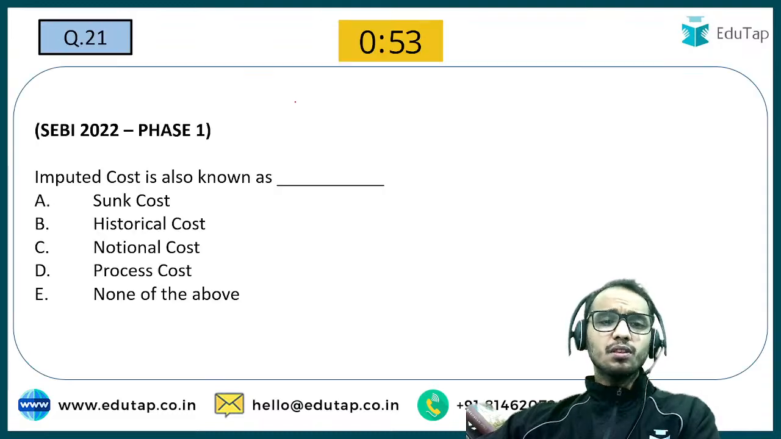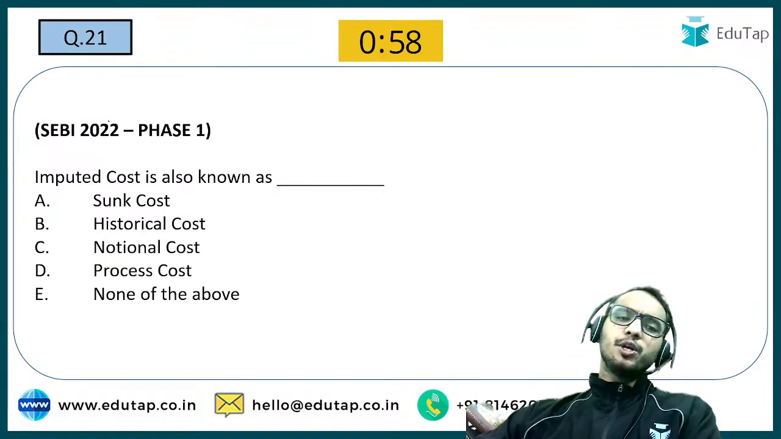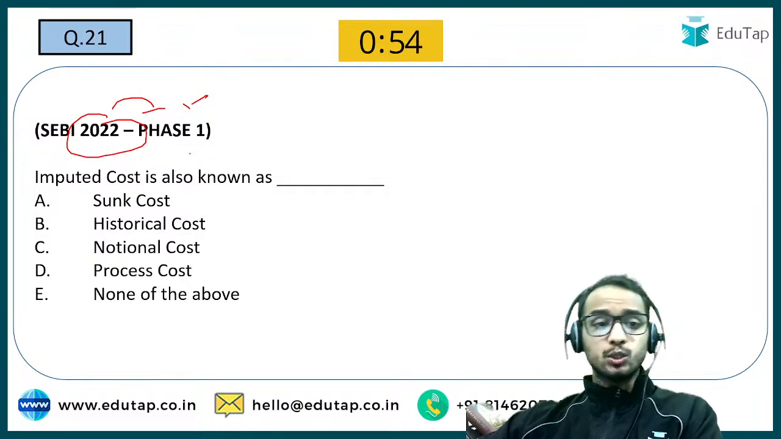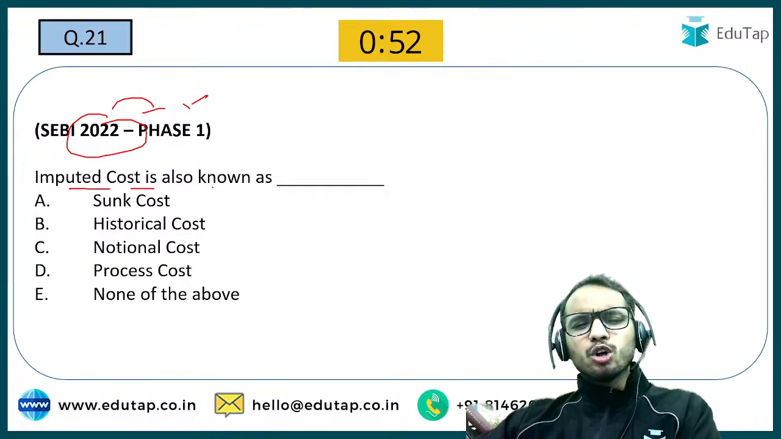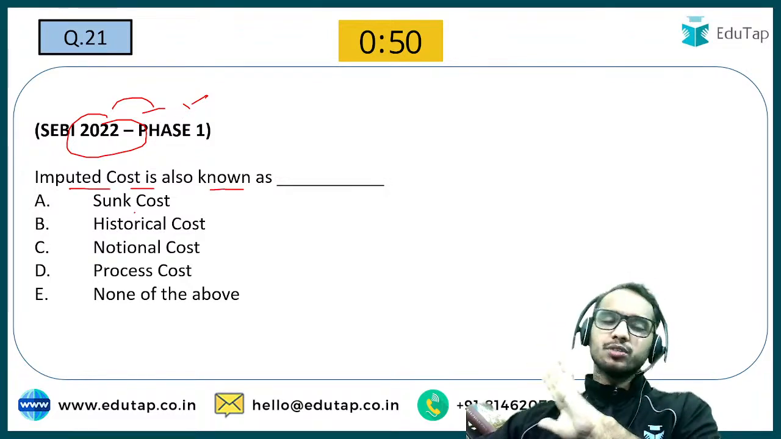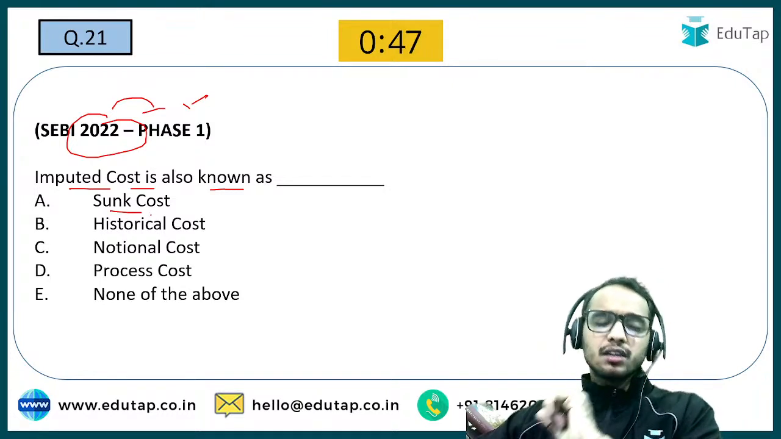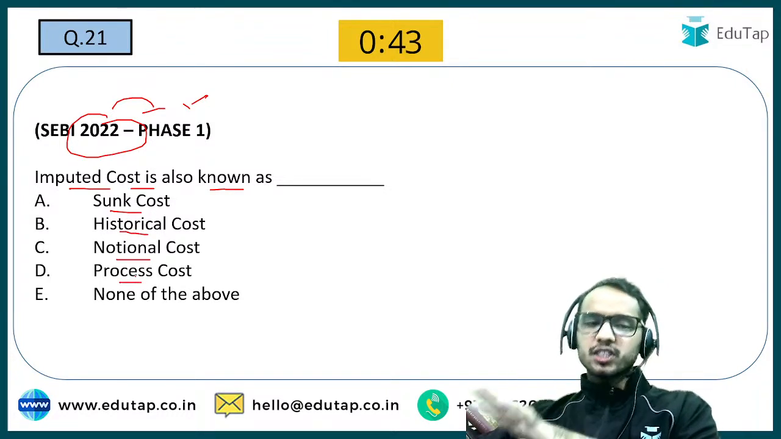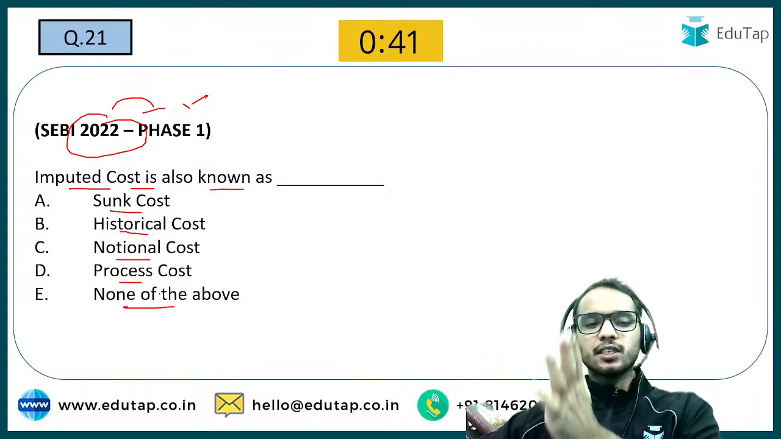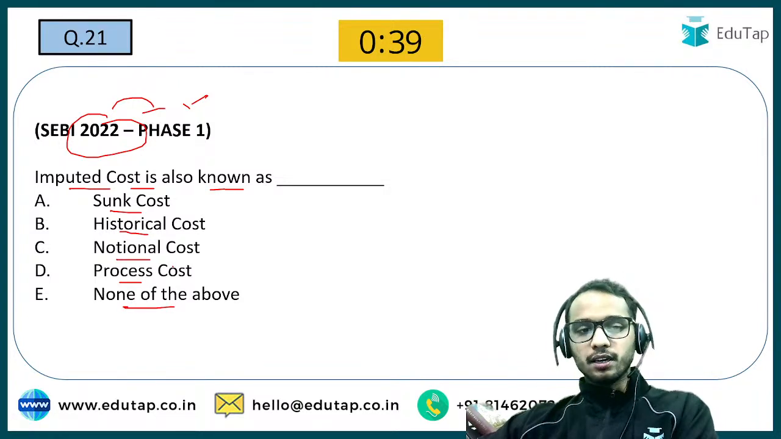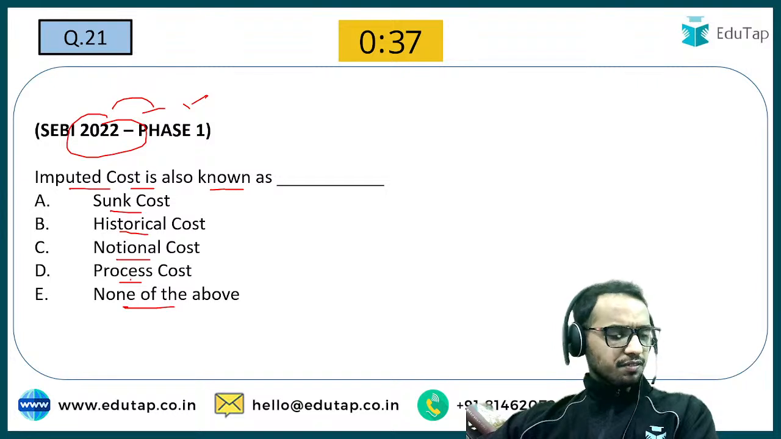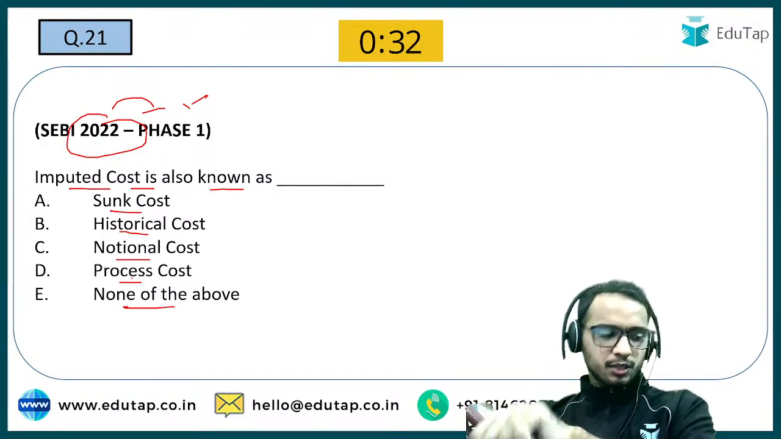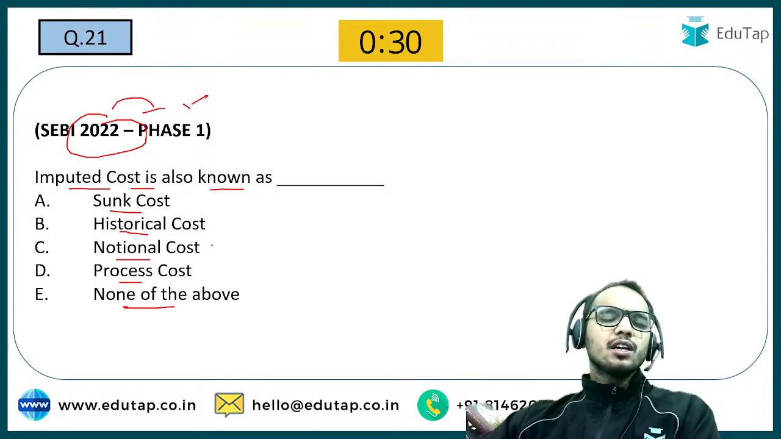Okay, now question number 22, SEBI 2022, asked in the latest examination, phase 1. Imputed cost is also known as what? Sunk cost, historical cost, notional cost, process cost, none of the above. Let me check the chat section first, then I'll discuss this question with you. Most of you are correct in the 21st question as well. That will be notional cost.